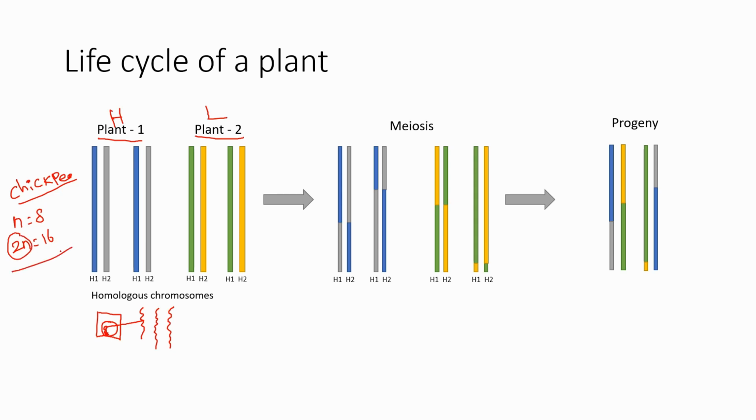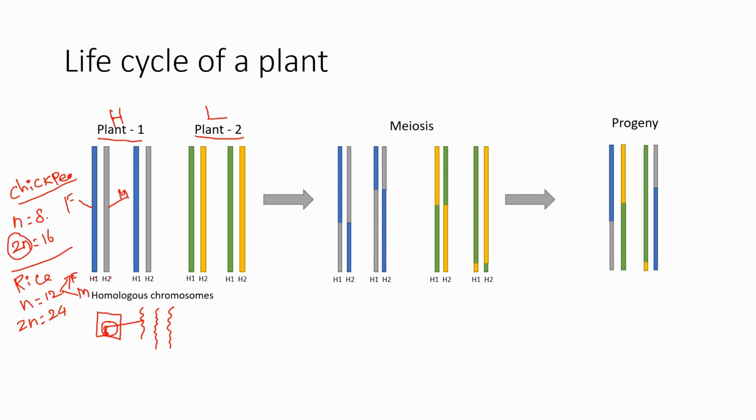So for rice, n equals 12 and 2n equals 24. We write 2n because one n comes from the female parent and the other n from the male parent. Let's say one homologous chromosome is from one parent and the other from the other. So these two are called homologous chromosomes. H1 came from the female parent, H2 came from the male parent.